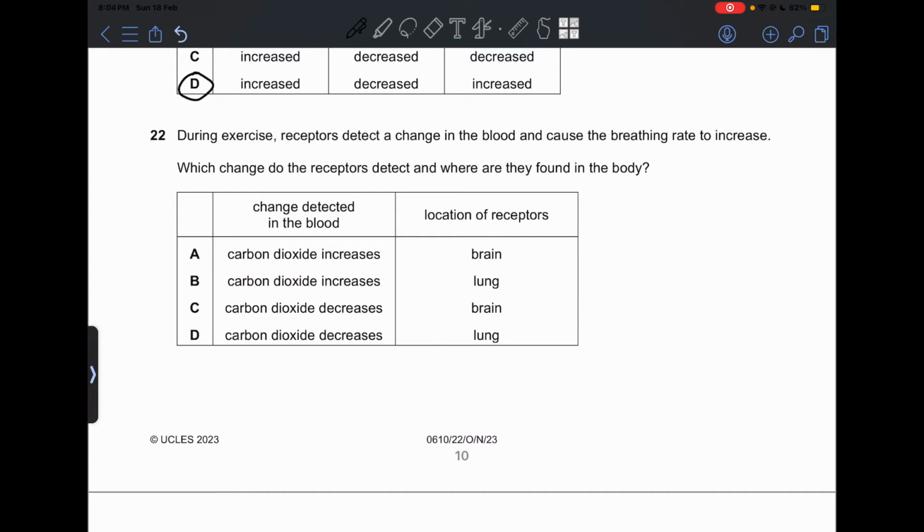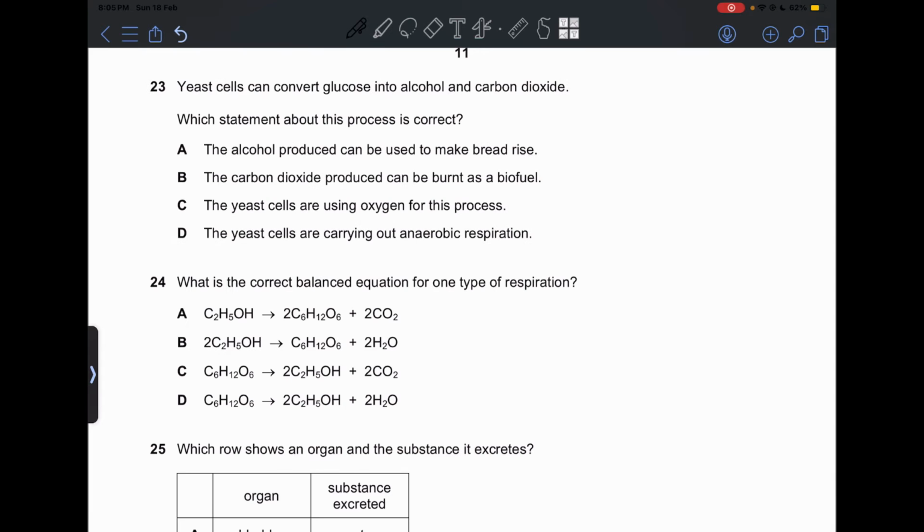22. During exercise, receptors detect a change in the blood and cause the breathing rate to increase. Which change do the receptors detect, and where are they found in the body? So over here, we know that our breathing rate increases because there is higher carbon dioxide concentration in our blood. So this will cause the brain to react and try to increase the oxygen in the blood by increasing our breathing rate. So our answer is going to be A.